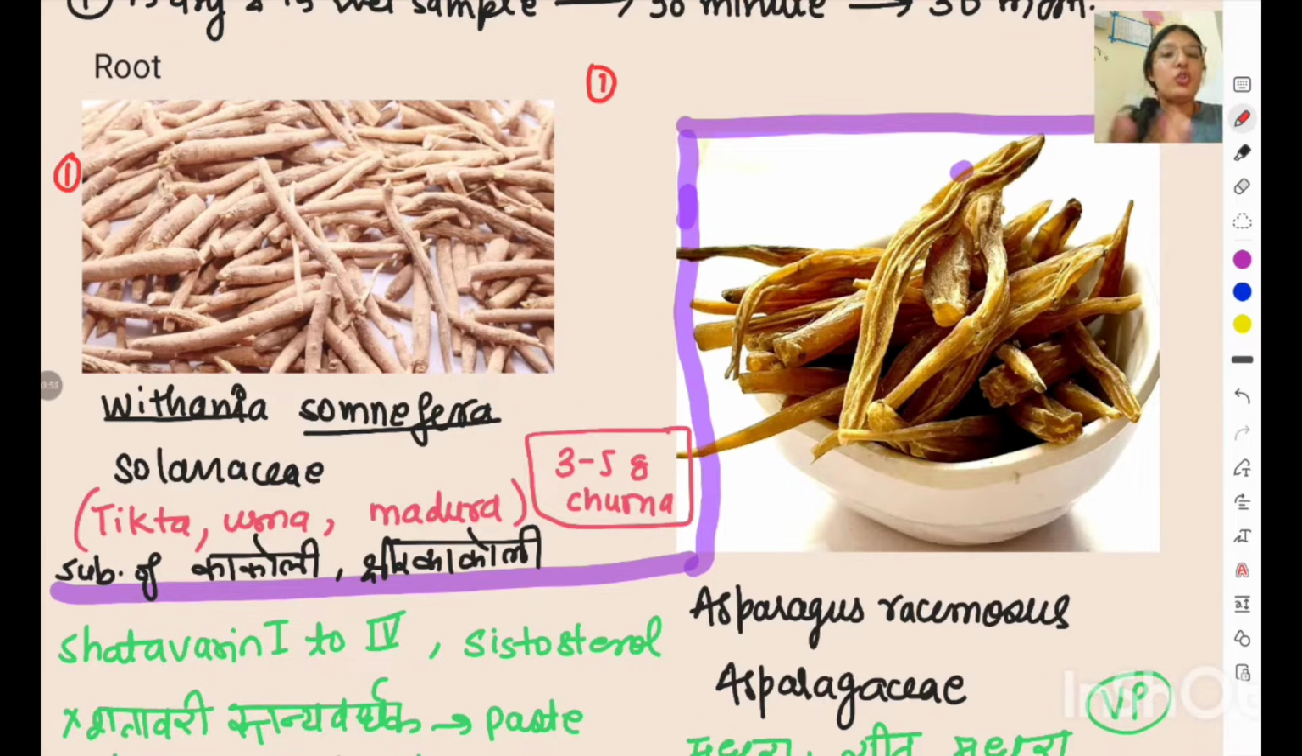The root churna is used, with a dose of 3 to 5 grams, and it is a substitute for Kakoli and Kshirkakoli. It is an important point: Kakoli and Kshirkakoli are two of the Ashtavarga. When they are not available, we use ashwagandha instead.